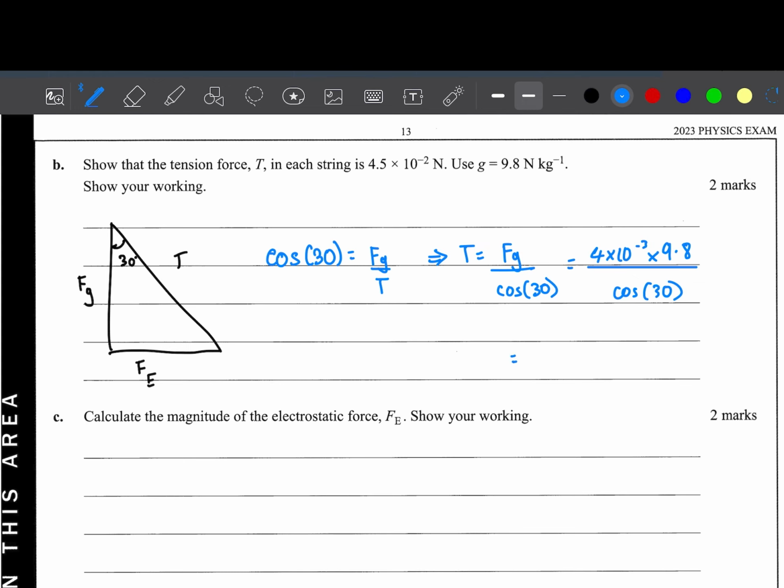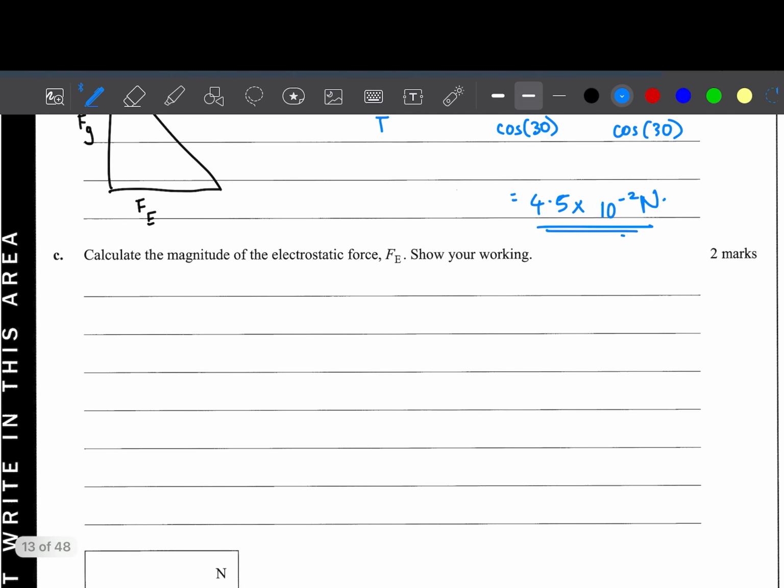So let me calculate this, and hopefully this should give us what they want. 4 times 10 to the power of -3, times 9.8, divided by cosine of 30. Yep, that gives us exactly what they are looking for, which is 4.52. But since they want just 4.5, I'm going to leave that as 4.5 times 10 to the -2 newtons.